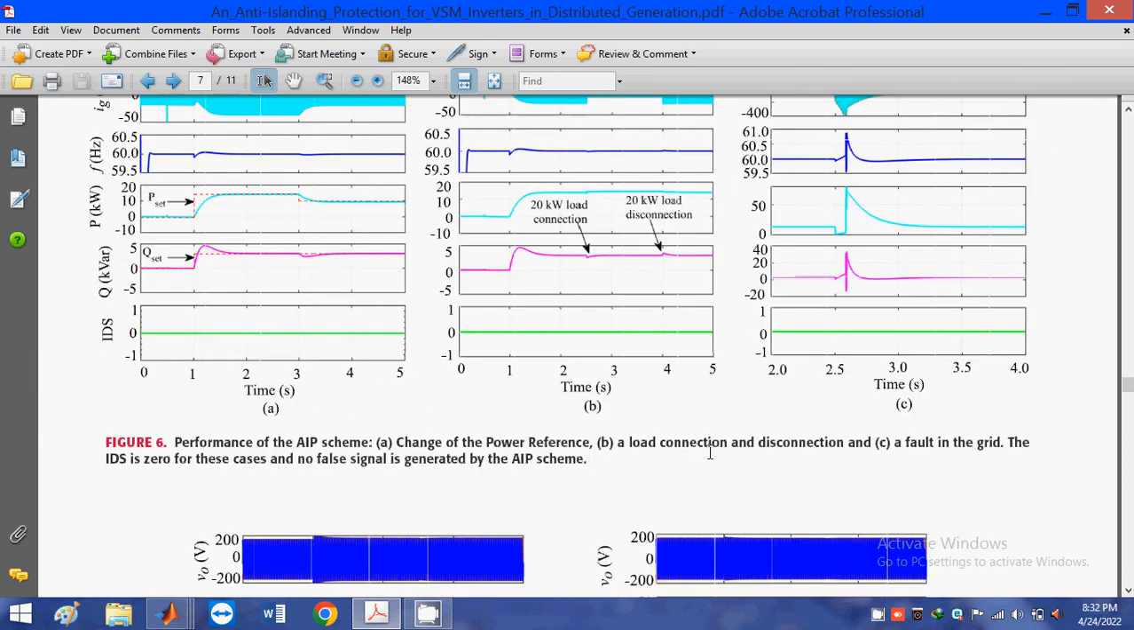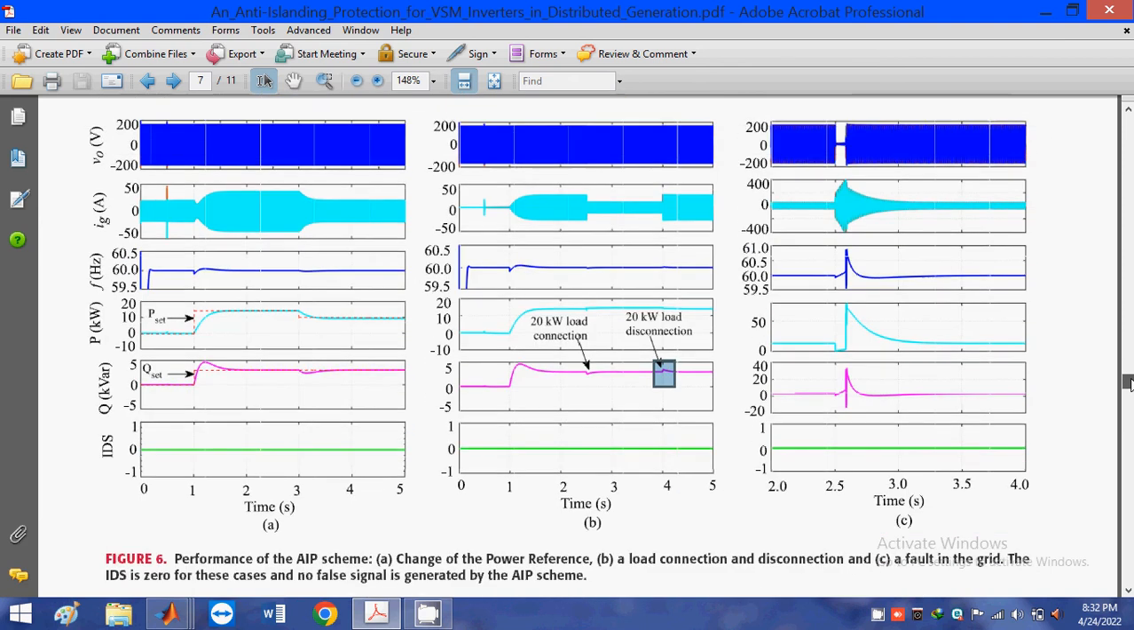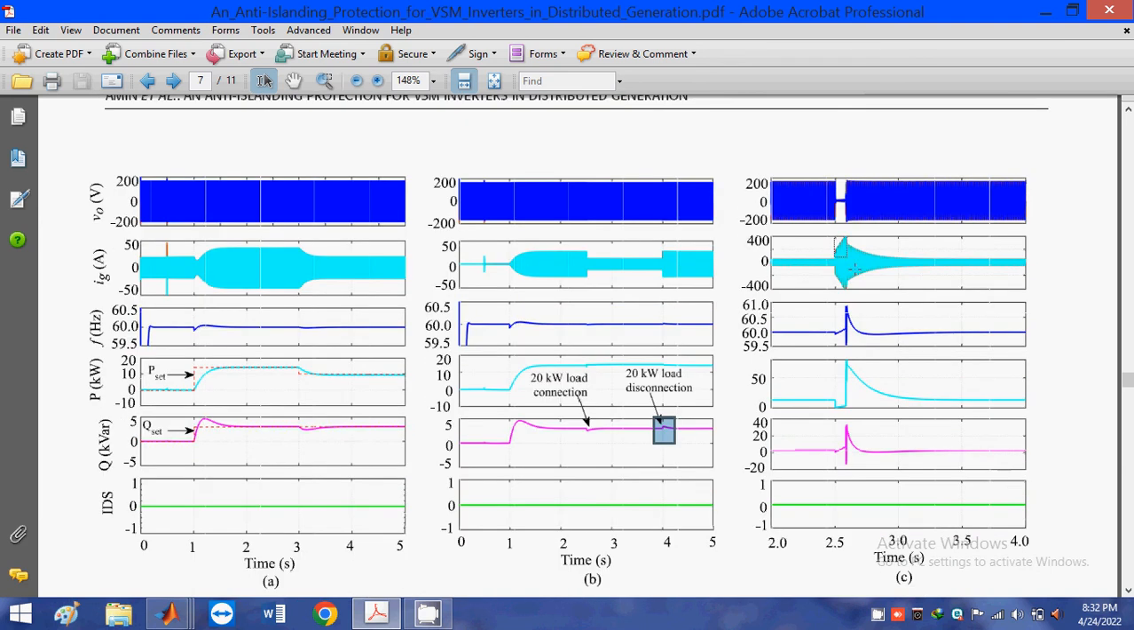In case 1, we have reference power. Case 2, connection and disconnection of loads. That means for a certain time interval we connect the load, and for a certain time interval we disconnect the load. And in case 3, we mention a fault. During the fault time interval, voltage will be 0 and current will attain maximum magnitude. Here we have a magnitude of 40 amperes only, but when the fault occurs, the magnitude will be nearly 400. I will show these results in the simulation.